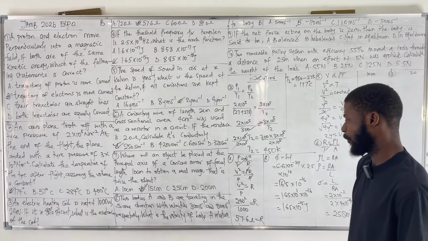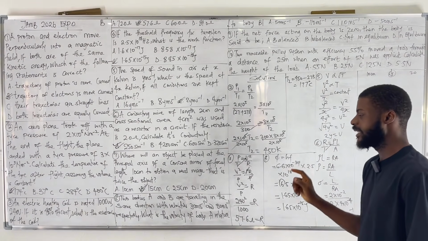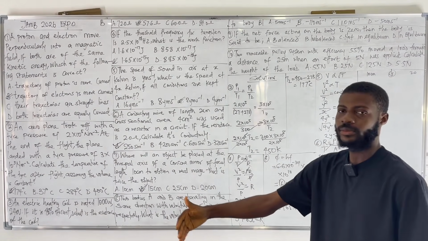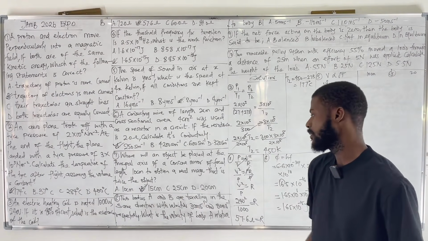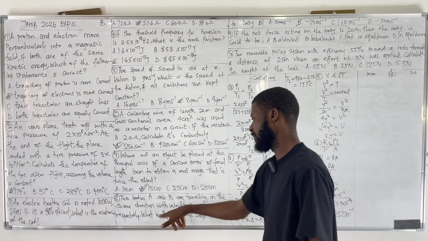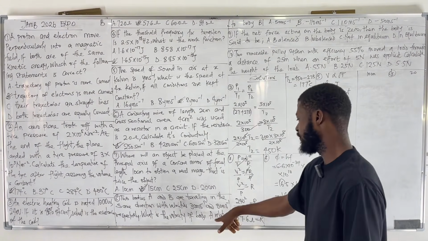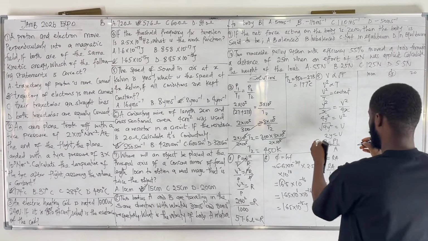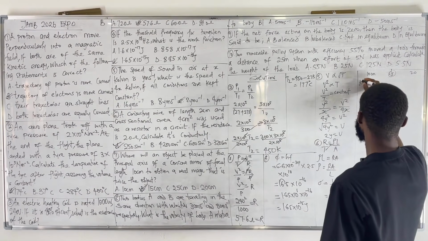15. Next one. Two bodies A and B are traveling in the same direction. Same direction, you basically subtract. With velocities 30 meters per second and 80 meters per second respectively. What is the velocity of body A? So we're doing body A first.